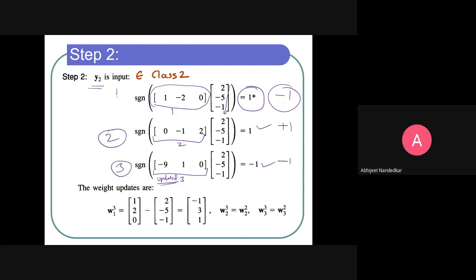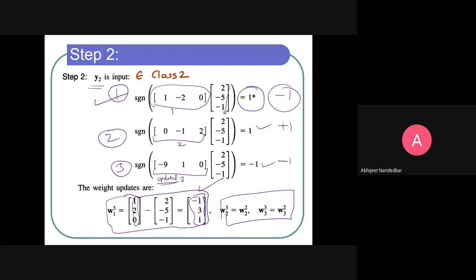We will update only the weight for neuron number 1. I can see here I am updating the weight for neuron number 1. It has changed from 1, 0, minus 1 to 3, 1. So this is the new value. The remaining two neurons are producing correct answers, so these are kept as they are.